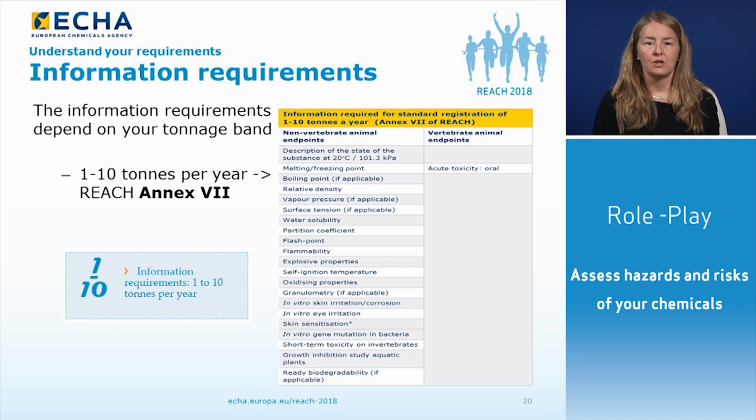For a standard registration in the 1 to 10 tons per year band, you need to fulfill the information requirements as set in REACH Annex 7. You need a set of physicochemical information and some toxicological and ecotoxicological information. This list of information requirements shown here is also available on our website. You can see that you will normally need one test on vertebrate animals. Since under REACH, performing tests on animals is the last resort, alternative methods need to be considered first, and you will have to show that you have done that.